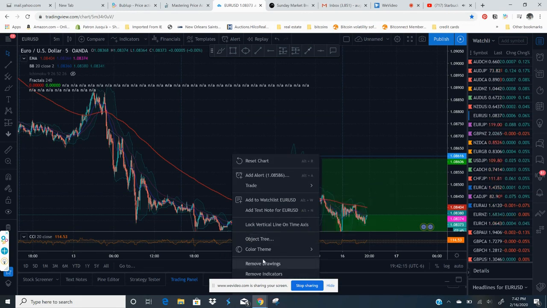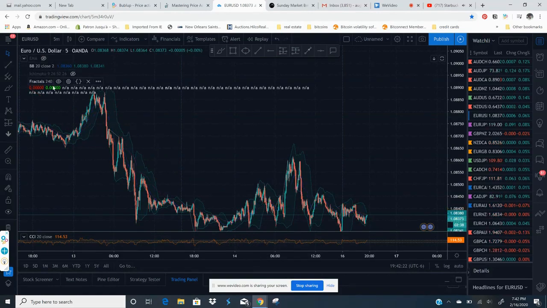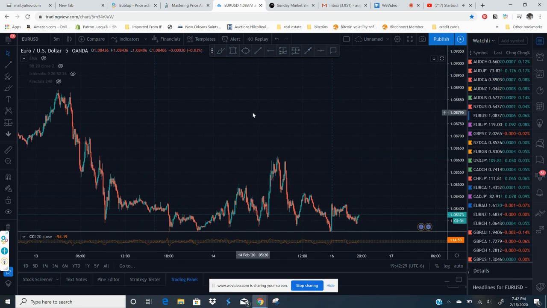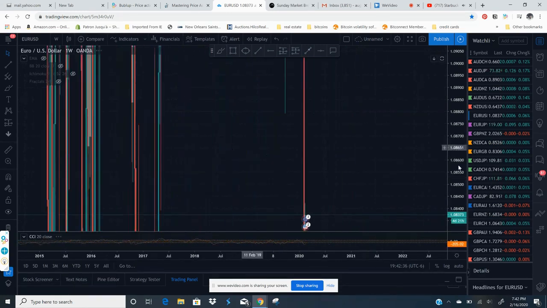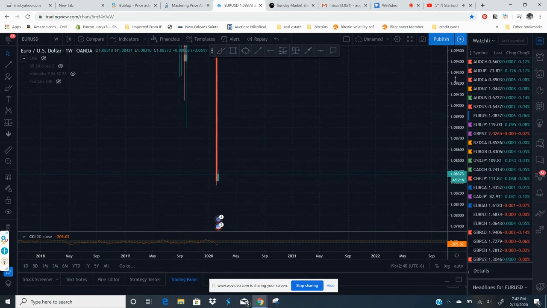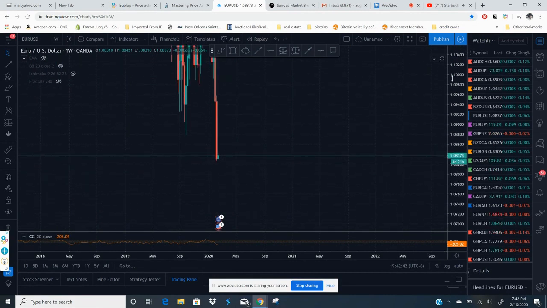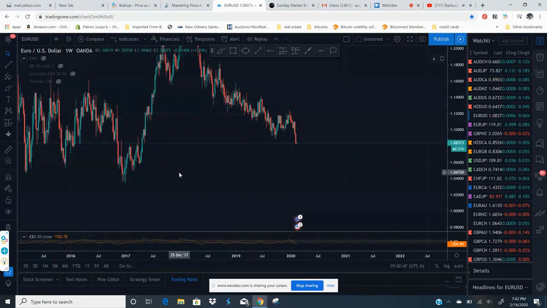And clear out everything. Remove indicators. And let's just look at pure price action. Start from a weekly chart and see what direction it is going for the week. Wow. Let's get the highs and lows.